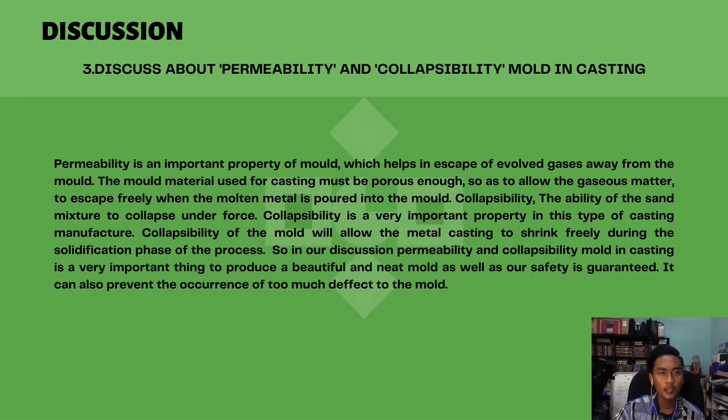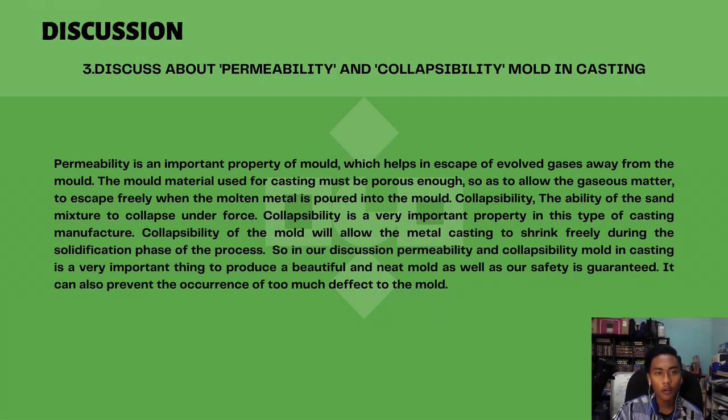So, for discussion, question number 3. Discuss permeability and collapsibility of the mold in casting. Permeability is an important property of a mold which helps in the escape of involved gas away from the mold. The mold material used for casting must be porous enough so as to allow the gas to escape freely when the molten metal is poured into the mold.